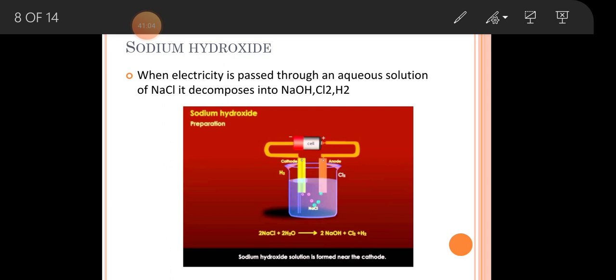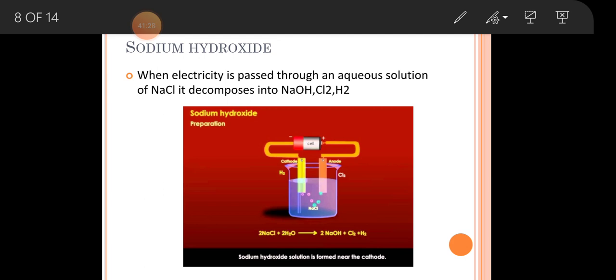And for hydrogen gas, we can understand the collected gas would be hydrogen with the test we have learned before. When you bring a burning splinter near the hydrogen gas, it will give a pop sound. It will put off the fire. So that is how you get 3 different products from the chlor-alkali process.